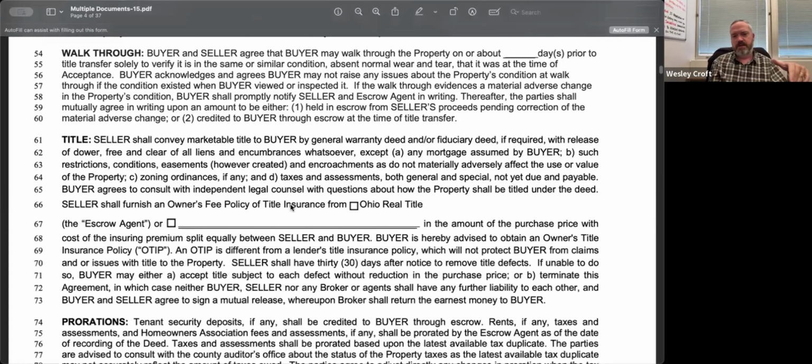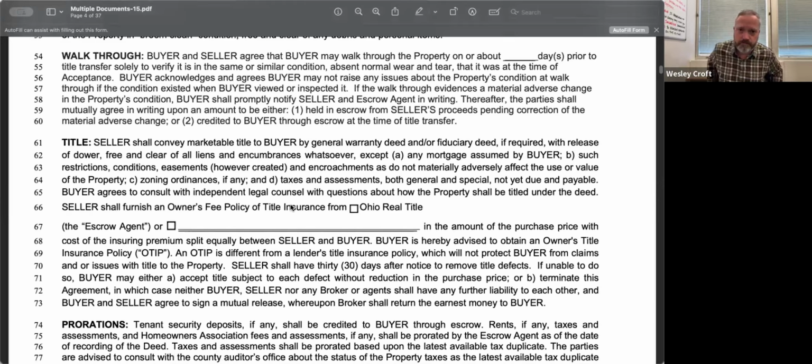Okay, so lines 54 to 60. This is walkthrough. We used to have a completely separate addendum for this. Now it's been absorbed into our contract. But it basically says that the buyer and seller agree that the buyer can do a final walkthrough of the property on or about, and then you put the number there. I put 3 days there. So we want 3 days prior to closing to make sure that everything is as it was when we had the property inspected. Now, if it's not, there's a few things in here.